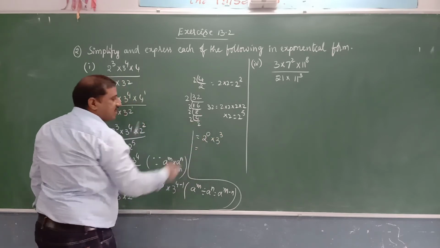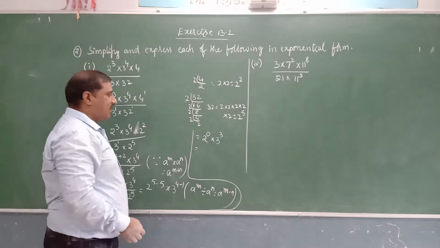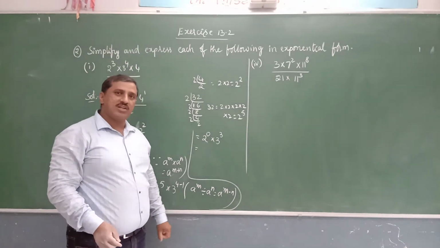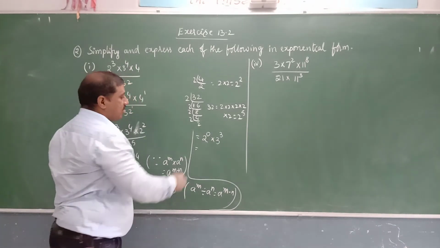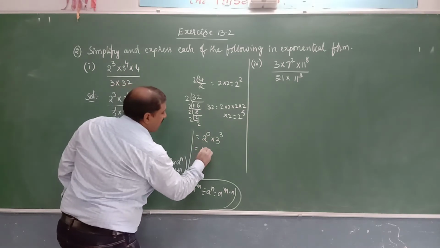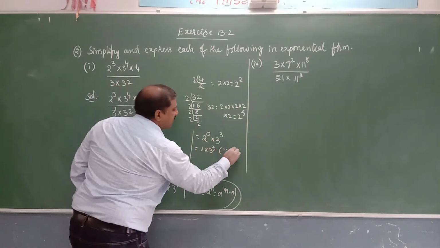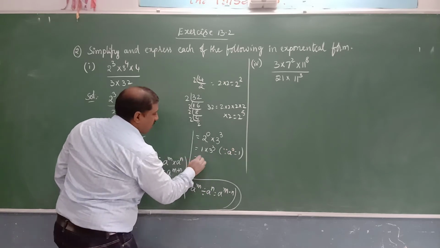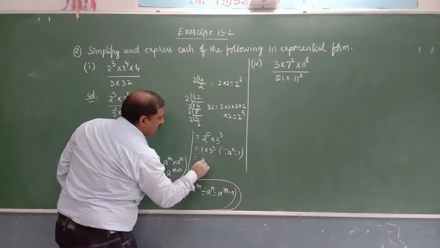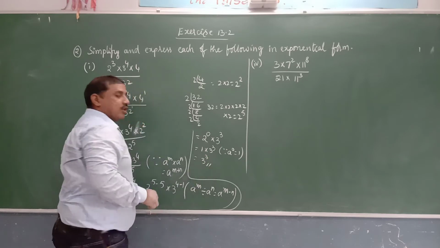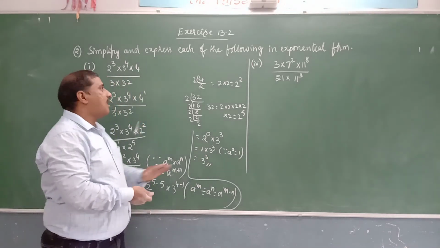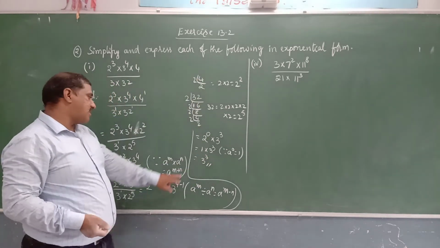Now 2 to the power of 0 is equal to what? It is 1. Why? Any number to the power 0 is always 1, other than 0. Therefore its value is 1 into 3 cube, since a to the power of 0 is equal to 1. Now 1 into 3 cube is 3 cube only. 3 to the power of 3 is 27. But the answer we should write in the exponential form.